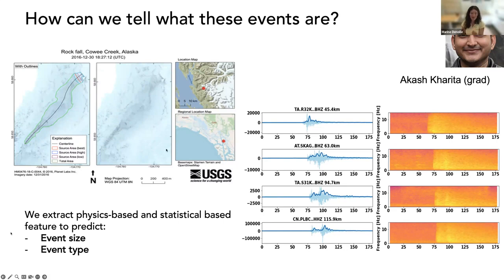So Akash, it's an interesting problem. We can extract features from the data and do a regression model to predict the size, or we can do a classification and predict what type of events they are. And so it's interesting to actually think about, we think about features, but we don't necessarily think about the problem that we're asking.